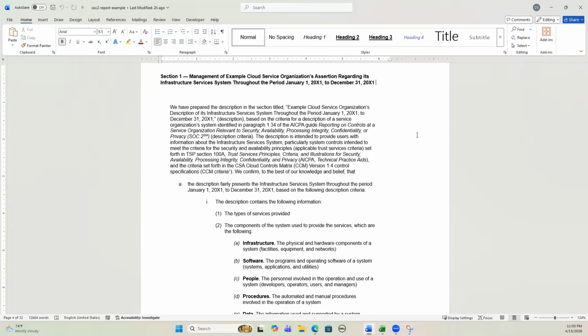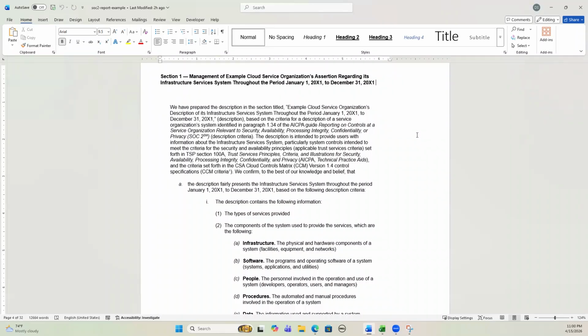And the second thing to watch for is something called a bridge letter. A bridge letter is a separate document from the vendor that says, our audit ended 10 months ago, but here is our statement that nothing significant has changed since then. So a bridge letter is not evidence, but it's the vendor pinky promising their environment is still the same.